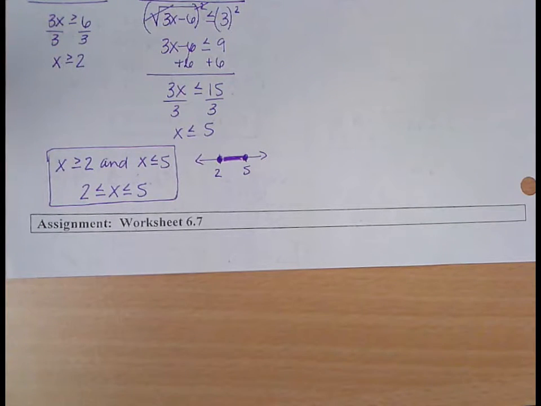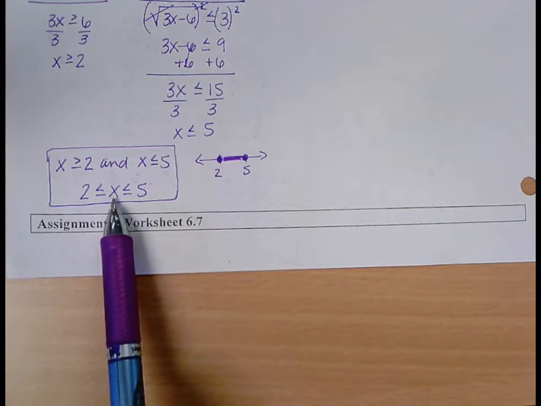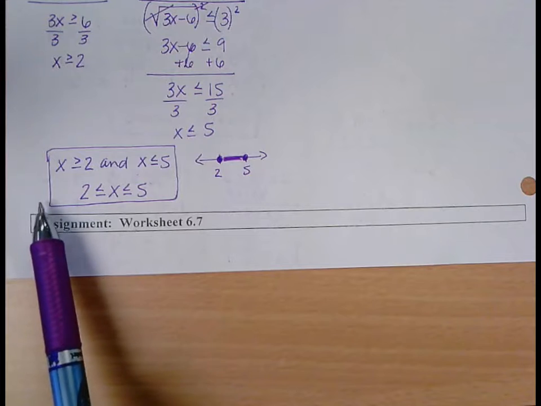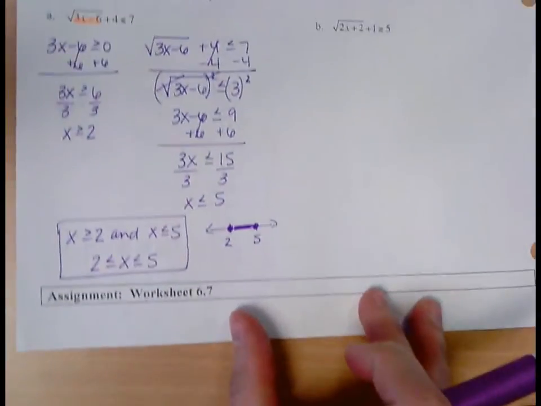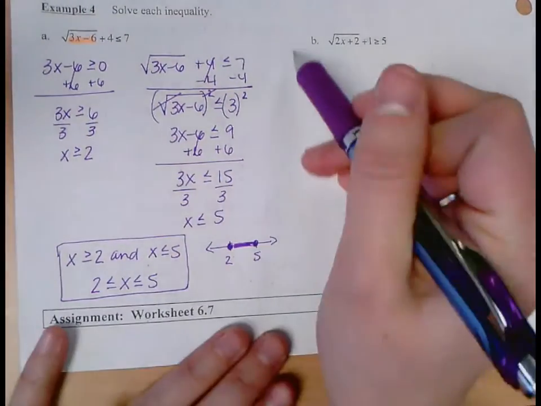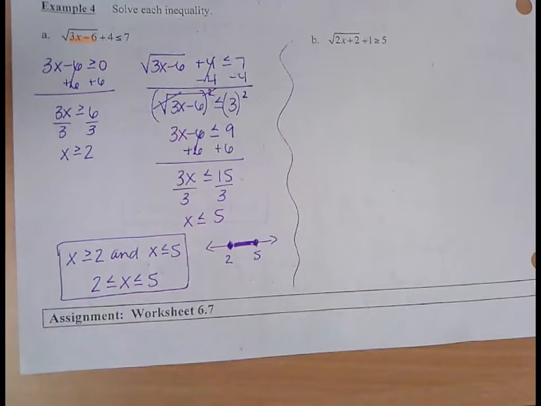You can check your answer. You could check, okay, if I plug in a value between 2 and 5, does it work? If I were to plug in a number that is not between 2 and 5, make sure it doesn't work. So there are ways to check inequalities. It's not as straightforward as checking an equation, but you can still check. So I'd like you to work through example B. Find the solution set for B, and when I come around to check, I'll pass out your assignment as well.